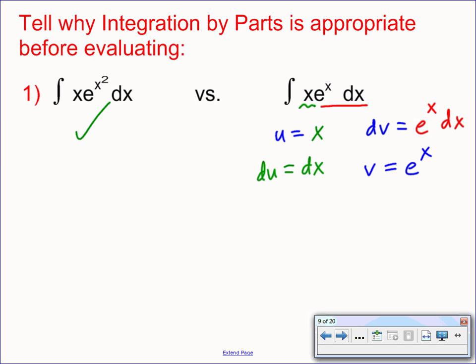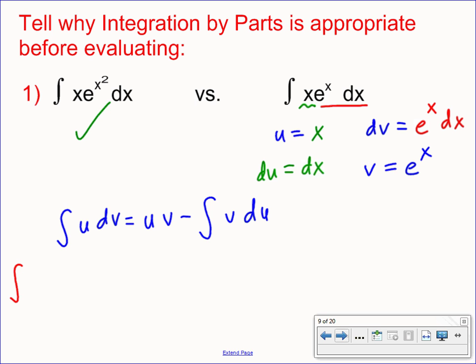All right, let's go ahead and try that. I know the integral of u dv is given by u times v minus the integral of v du. Let's see what this looks like when I make my substitution. The integral of, what was u? X. What's dv? E to the x dx. That's the answer we're trying to figure out: the antiderivative of x e to the x with respect to x.